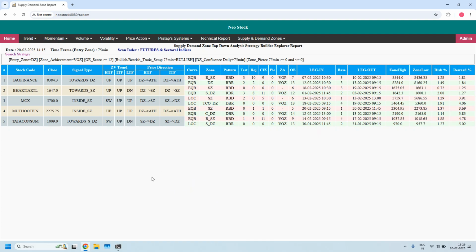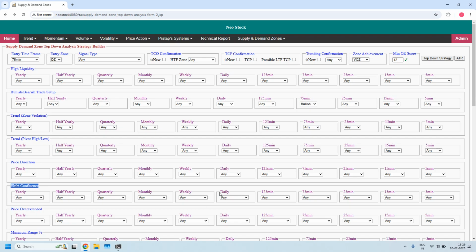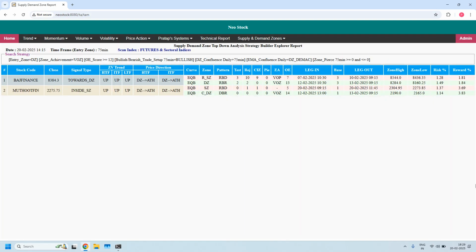When it is overlapped with the daily, if the daily is having daily EMA confluence, it's a high probability scenario to get the success. So in the EMA confluence at daily time frame, I am checking if the daily demand zone having daily EMA confluence or not. With this filter, we got 2 stocks. So these 2 are even more high probability to get the success. These 2 75 minutes demand zone supporting bullish trade setup for weekly income trade.